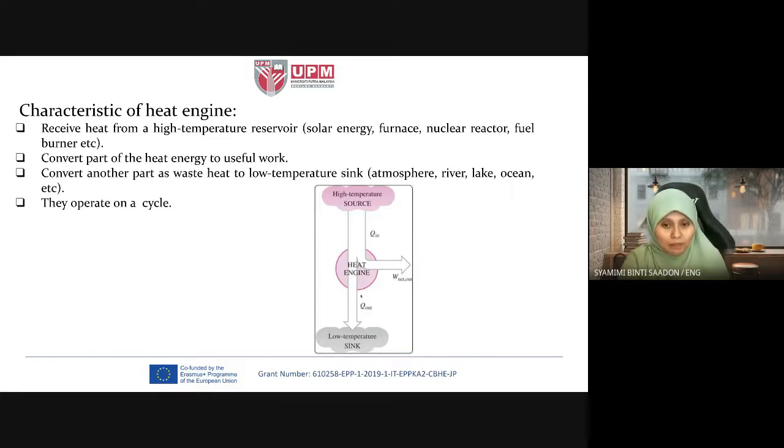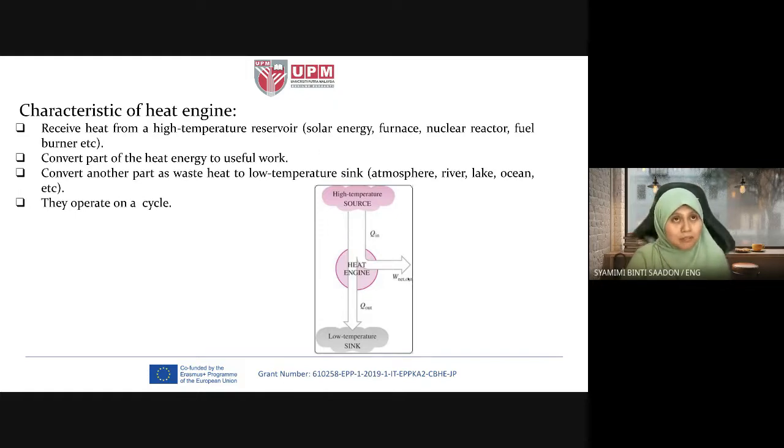Rejected to the low temperature sink. The second thermal reservoir that we call the heat sink can be the atmosphere or ambient, river, lake, ocean, or cooling water tower. If we reject heat, we use the words reject waste heat. It means that this waste heat will not be used.